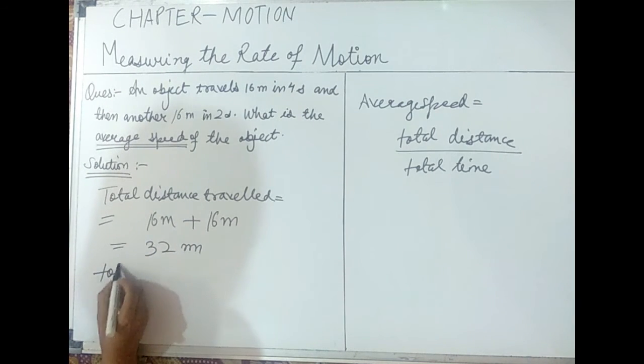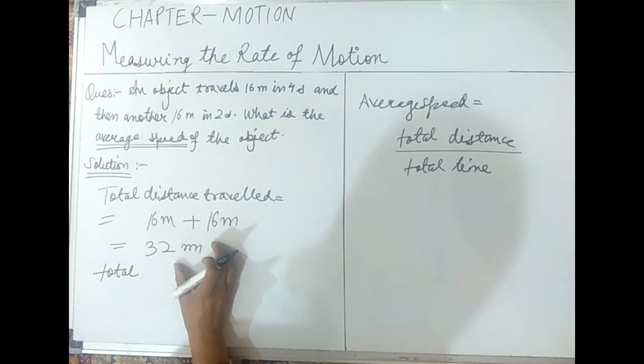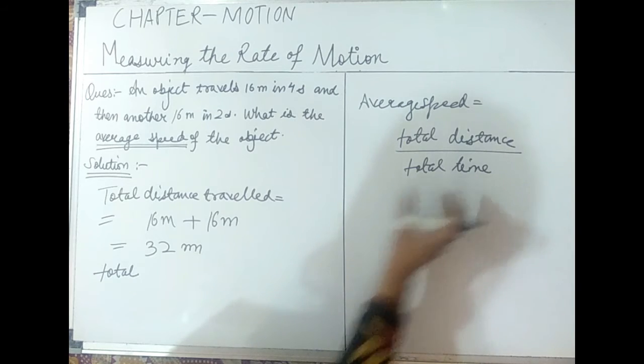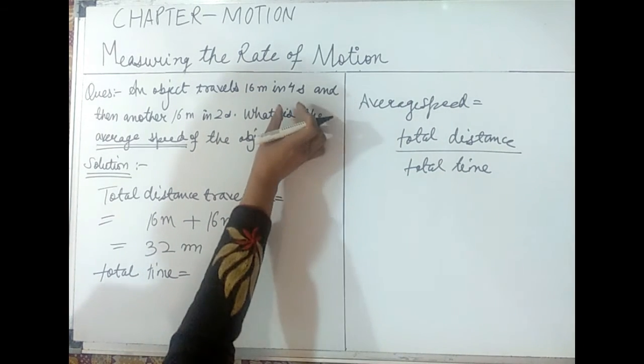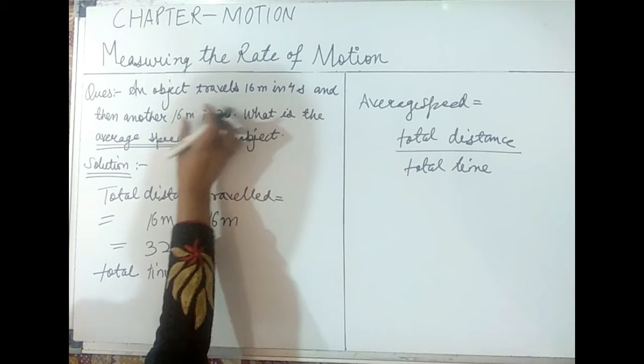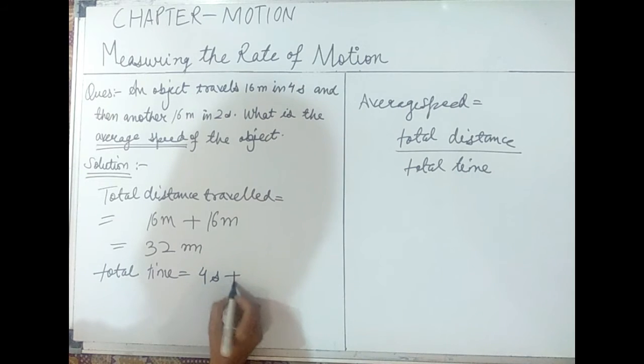Let's calculate the total time taken. We have got the numerator value here, that is 32. Let's calculate the denominator value, total time. First it is moving 16 meter in 4 seconds and the next 16 meter in 2 seconds. So 4 seconds plus 2 seconds. Total time is 6 seconds.